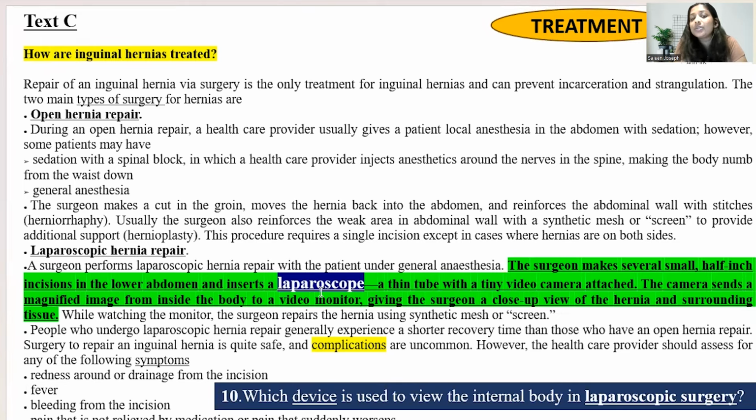Okay, so they asked you regarding the name of a device. So which device? Then definitely it is the name of a device, right? Laparoscope. Clear? This even you can write from your medical knowledge, correct? Yes, in a laparoscopic surgery, the device used is the laparoscope. But definitely you need to check and write, okay?